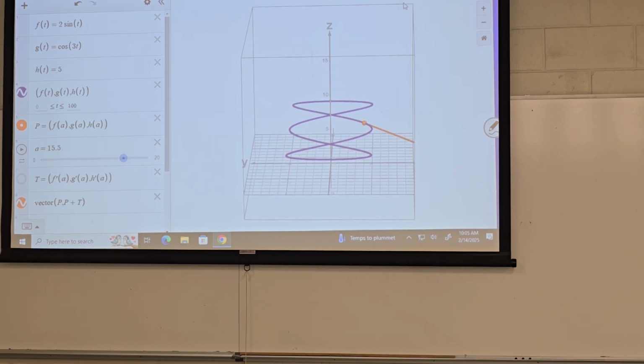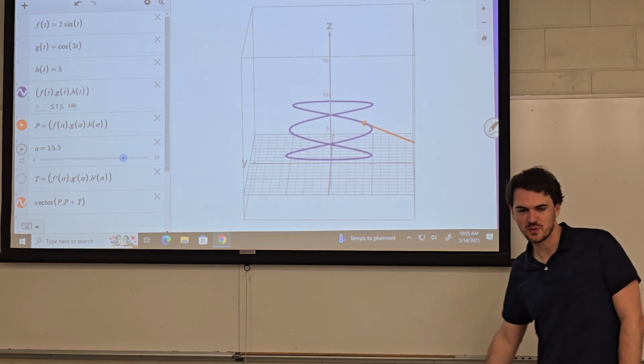Once you've got those, go ahead and just save it. Now you have a tangent vector sheet in Desmos. While you guys work on that, I'm going to walk around.